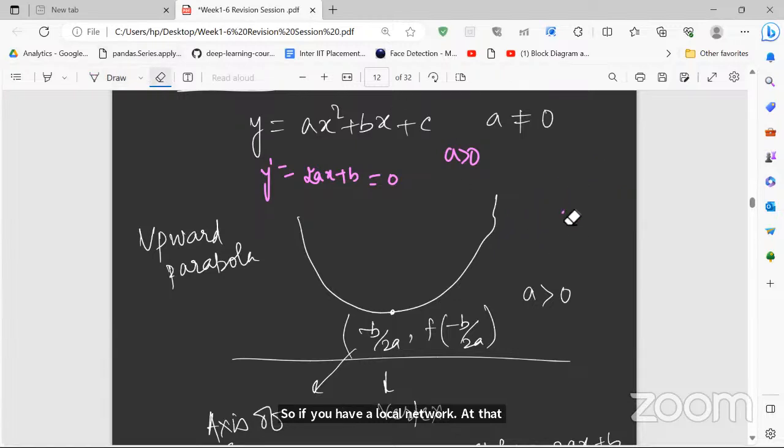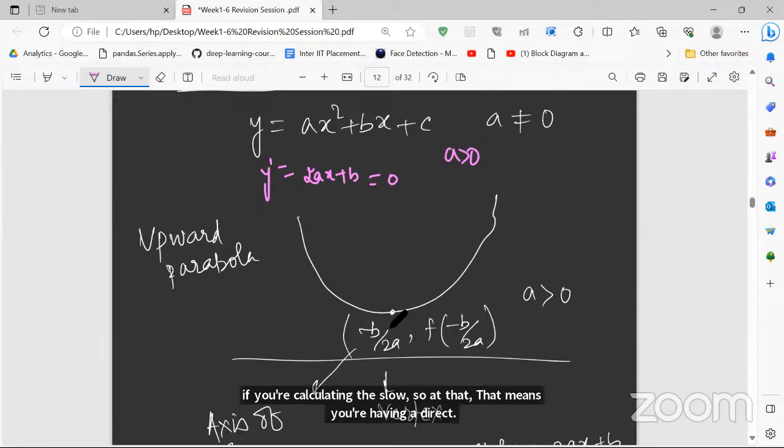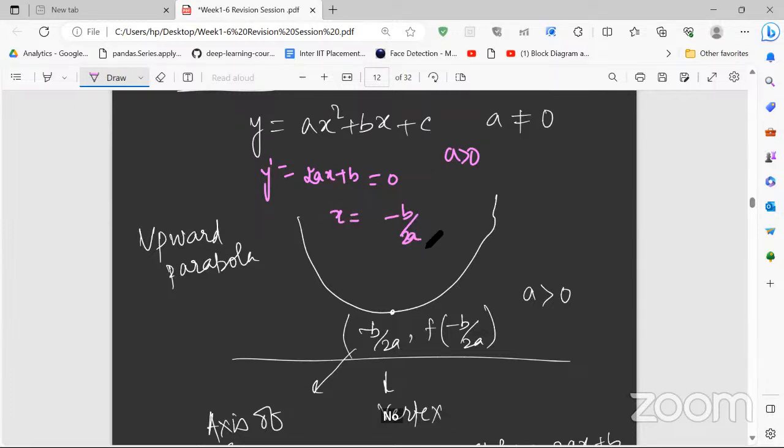If you are calculating the slope and equating to 0, that means at that point you'll be having the minima or maxima. So if the parabola is going upward, that means at that point you'll be having minima. And when you equate to 0, you'll be getting x equal to minus b upon 2a. And this should be the x coordinate at that minima. Okay. And you can calculate the y coordinate also.